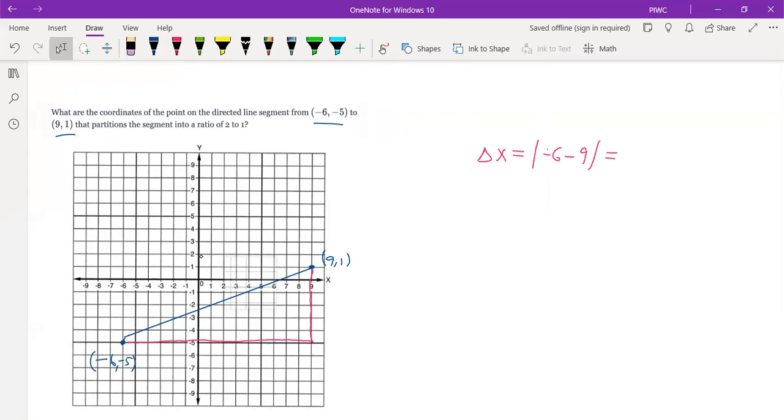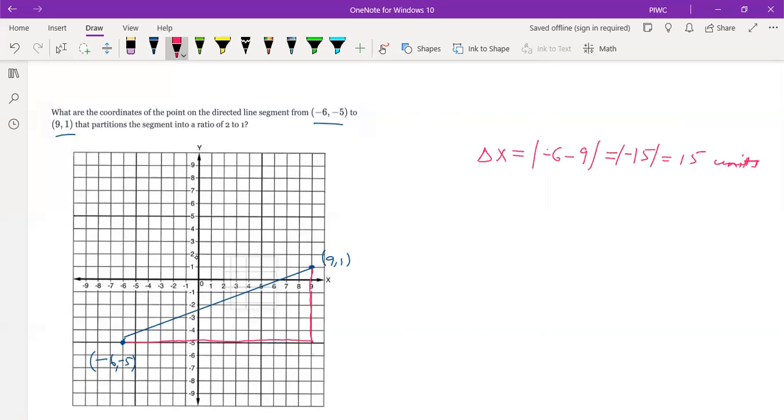9 minus -6, you can get the same answer. So that will be -15, the opposite of that, which is 15. So 15 units is the distance between the 2 points. You can count 1, 2, 3, 4, 5, 6, 7, 8, 9, 10, 11, 12, 13, 14, 15. You get the same if you count.